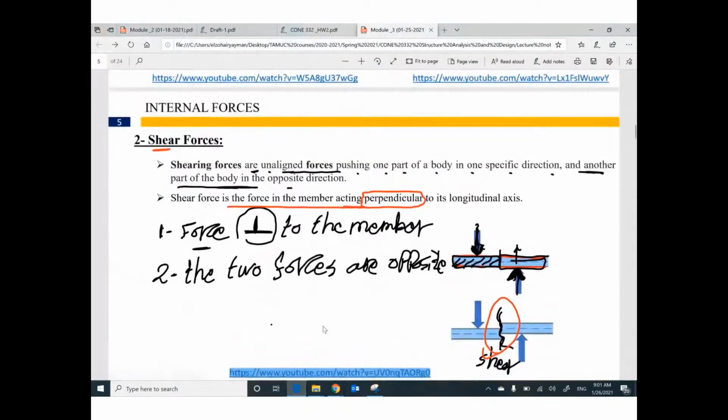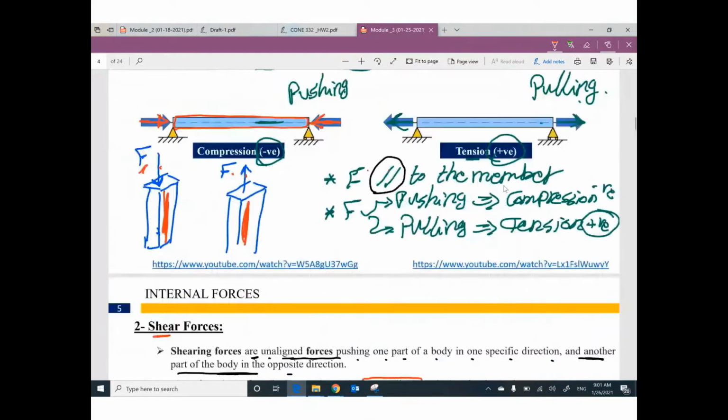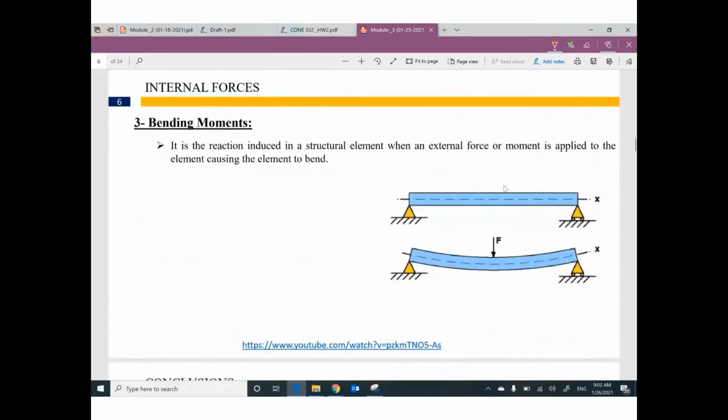So the first internal force, as I mentioned, is called axial force. The second internal force is called shear force. The third internal force is called bending moment.